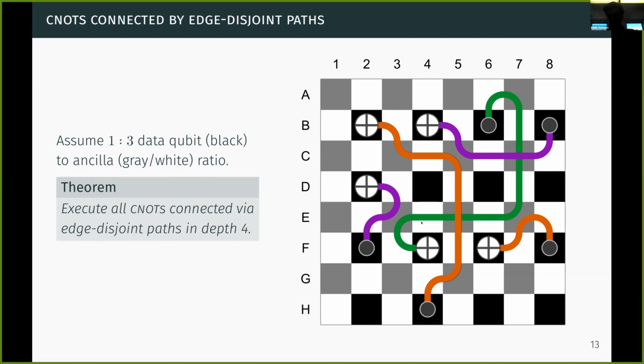So here on the right, we have a figure of a bunch of CNOT operations that are connected through paths that are all edge disjoint. In particular, if you look at a vertex here, then the orange line and the green line do not share an edge. They only share a vertex, which is allowed.